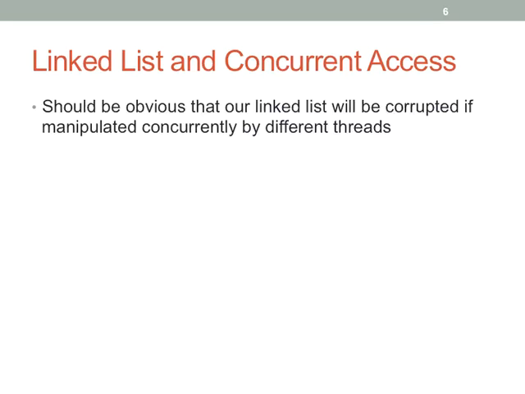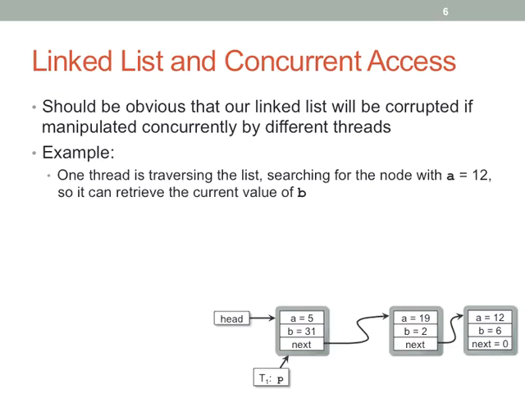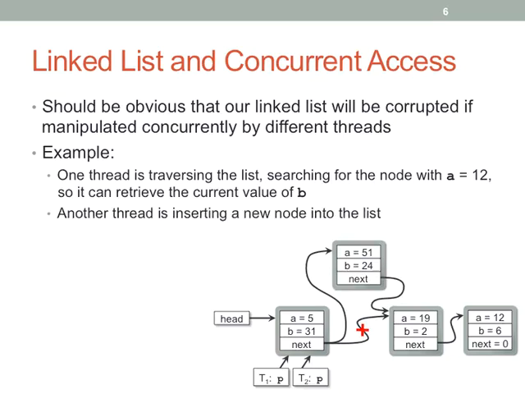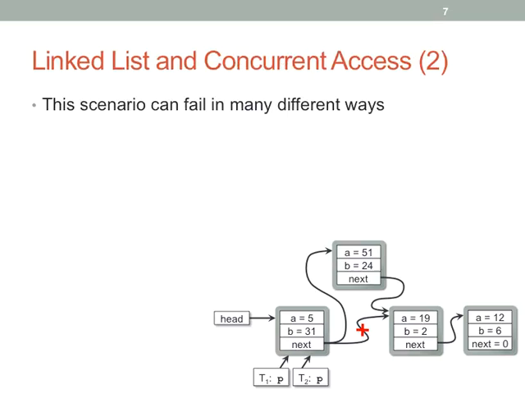If we try to allow concurrent access to this without any guarding of it, then we have a problem, because particularly if we only ever had reads, we'd be fine. But in the situation where we start allowing writes, then we start having issues. Like I say here, one thread is traversing the list, searching for A equals 12 so that it can pull out the value of B. So you can see T1, P, that's just thread T1 and its pointer P to the current node that it's looking at. And then you have another thread that's adding a node to the list. It's adding a new one with A is 51, B is 24, and it's going to be mutating these pointers. That's not really a big deal. So far, it's nothing that's really scary.